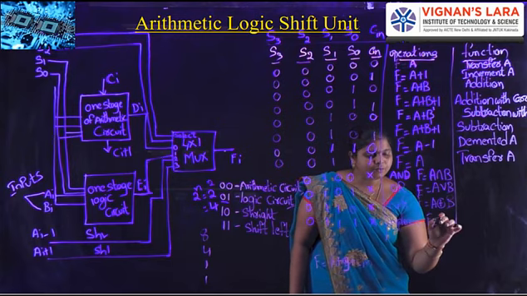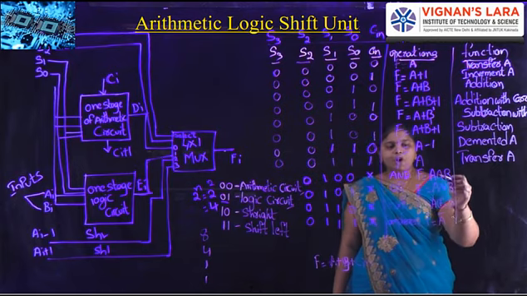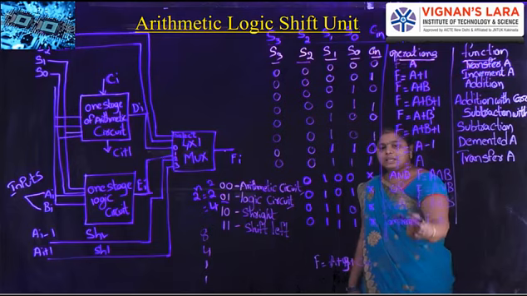F equal to A bar. This is known as a complement. These are the operations and the functions of the logical circuit.